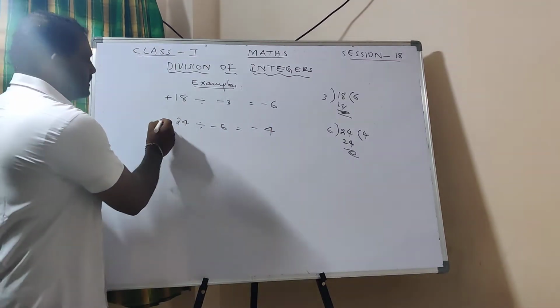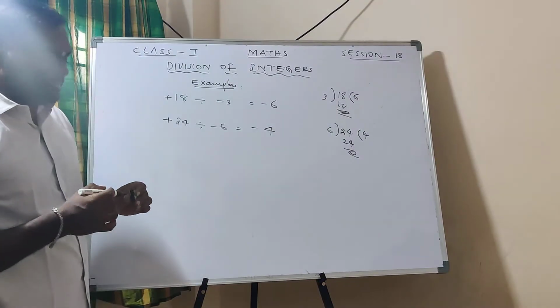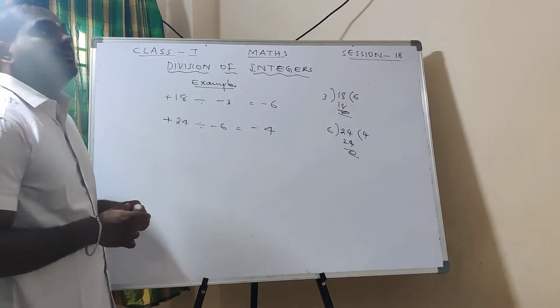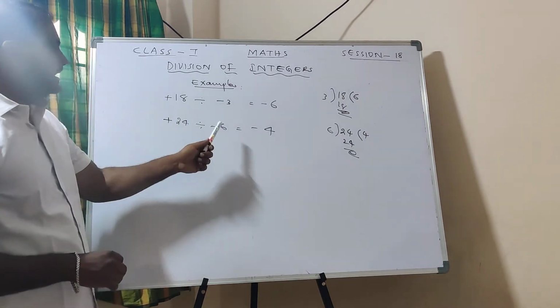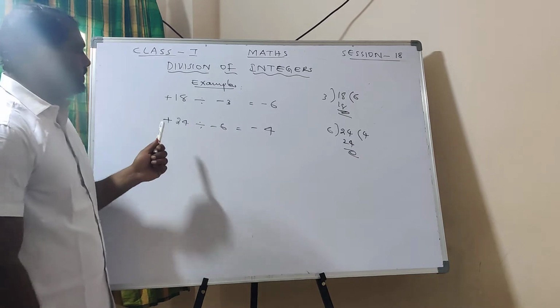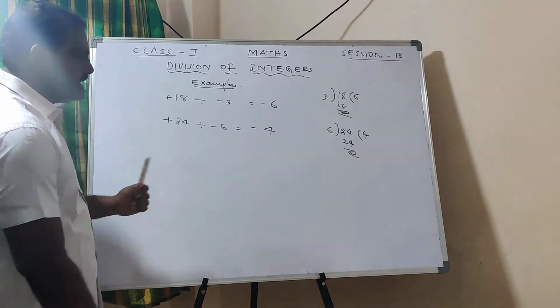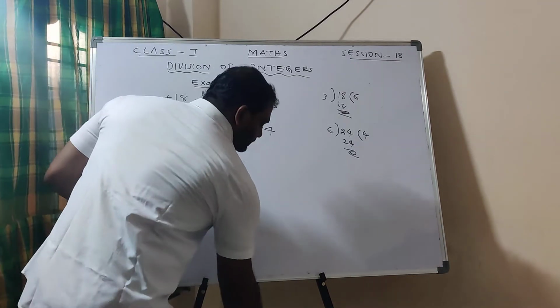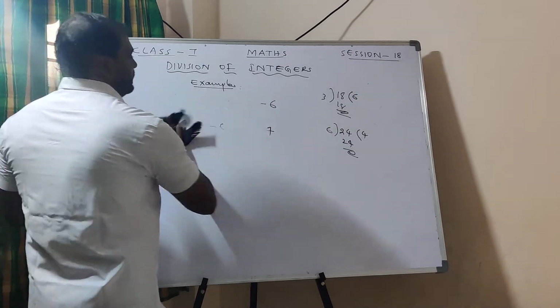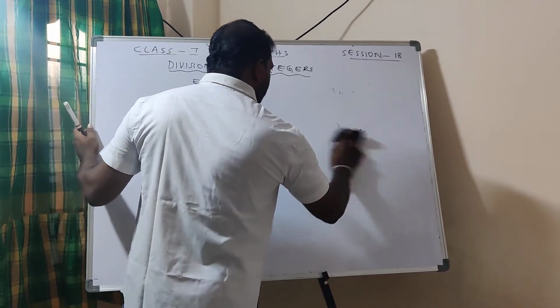Why minus 4? Because 24 is a positive integer and minus 6 is a negative integer. Whenever a positive integer is divided by a negative integer, you will get a negative integer as the answer. Right. I will go for the third one. So what is the third one?